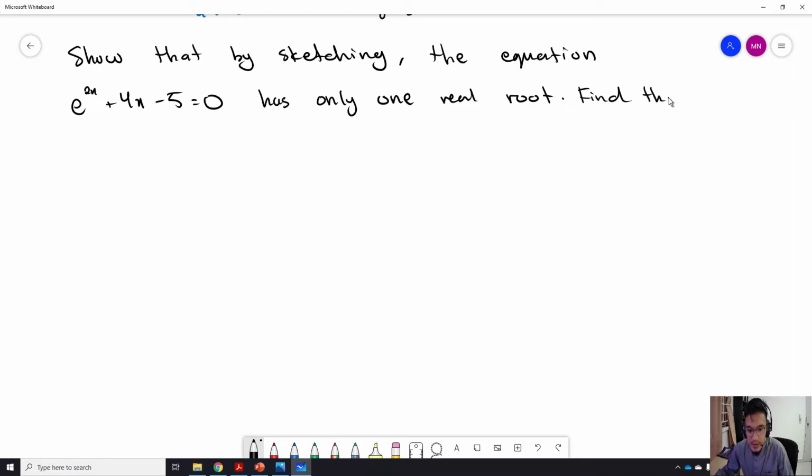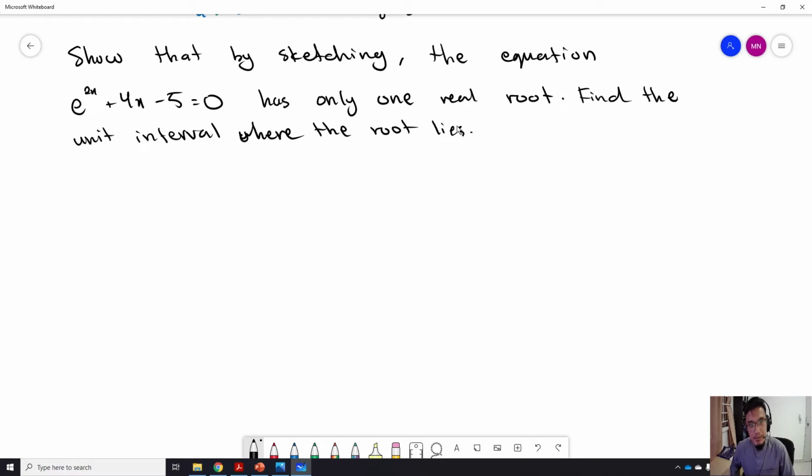Find the unit interval where the roots lie. Okay, tulisan buruk sikit lah, tapi masih boleh dibaca.